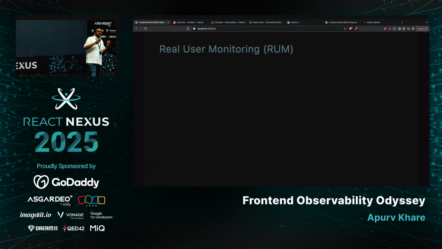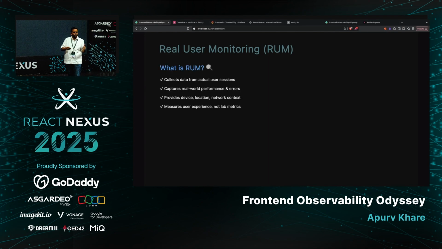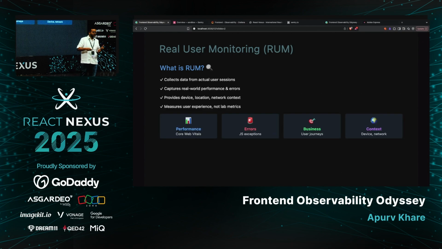So we understand what is real user monitoring. This monitors actual user sessions, not your high-end desktops or laptops that you get from your company, not your network, which is our corporate high-speed network. It's actual user sessions. The categories we cover are performance, like Core Web Vitals, errors, JS exceptions, business metrics such as user journeys, context, device, network, and all those kind of things.